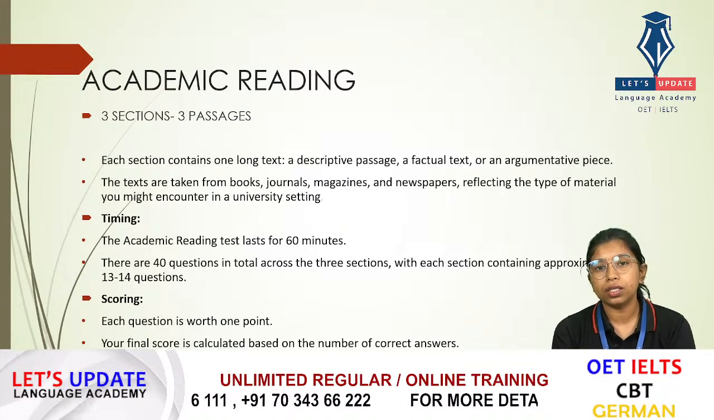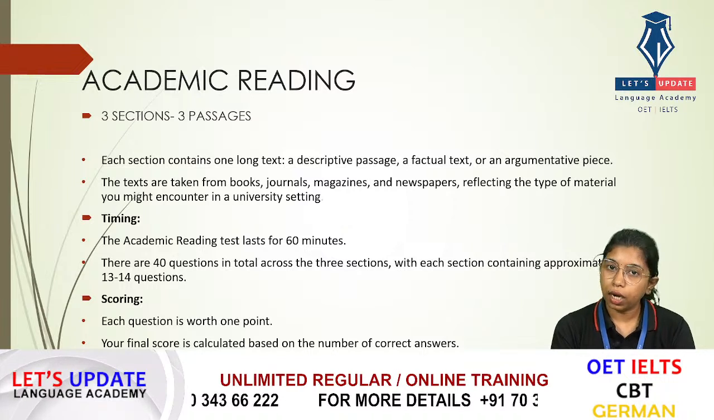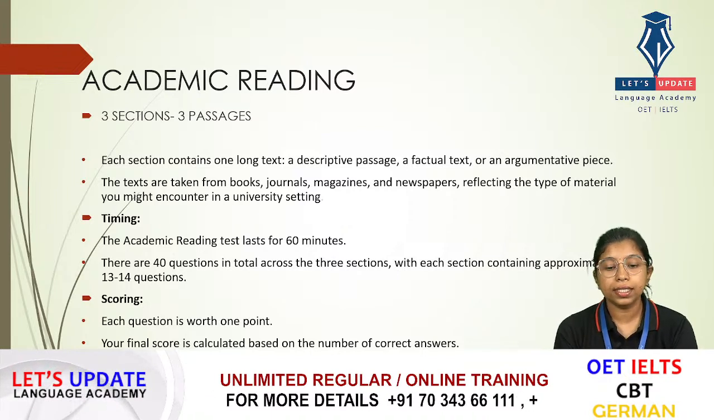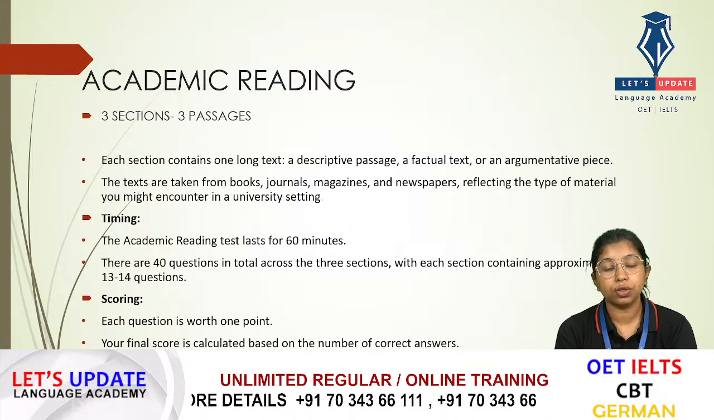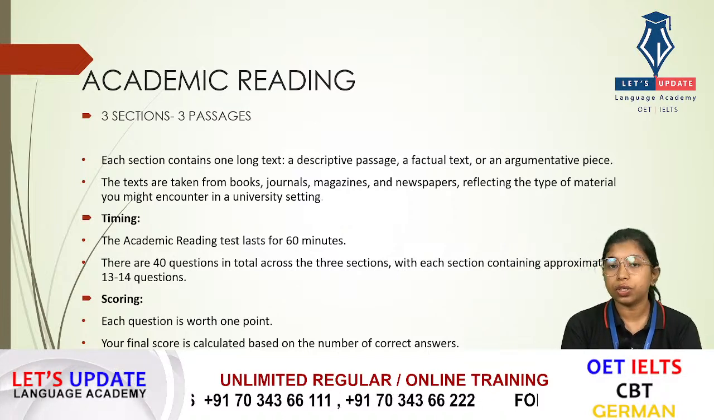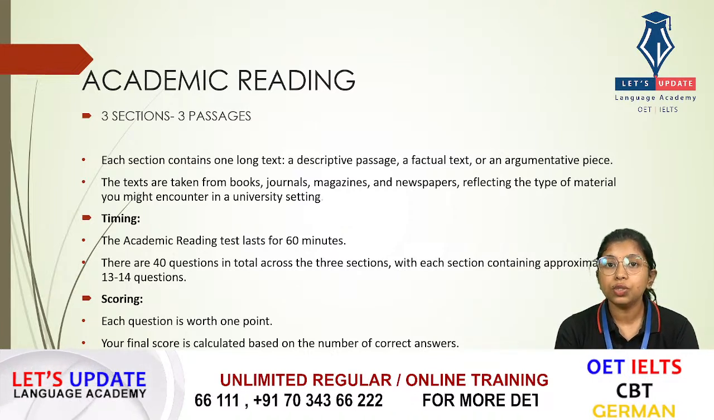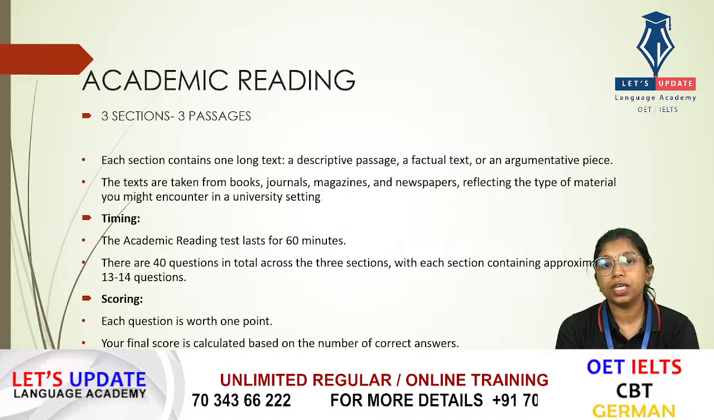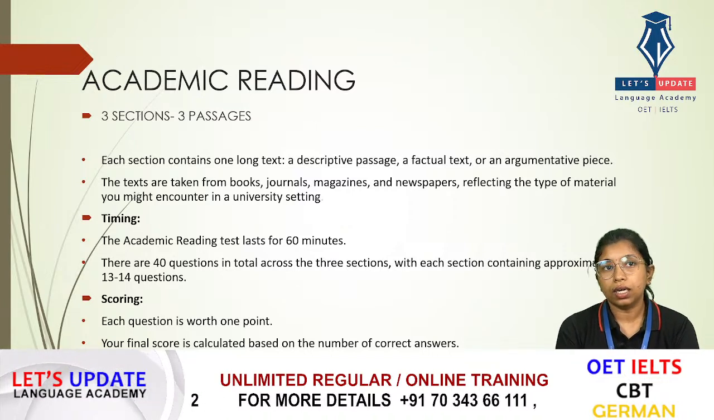So many people used to ask, what is the difference between academic reading and general reading? So I'll brief it for you. As I mentioned, there'll be 3 sections and 3 passages. Each section contains 1 long text, a descriptive passage, a factual text or an argumentative piece. These are mostly taken from journals, magazines, newspapers. It will be based on an educational context. So the vocabulary as well as the sentences will be difficult for you to comprehend. That is the basic difference between general and academic reading. Academic reading is more based on educational text, taken from books, journals, magazines, newspapers and other text materials.